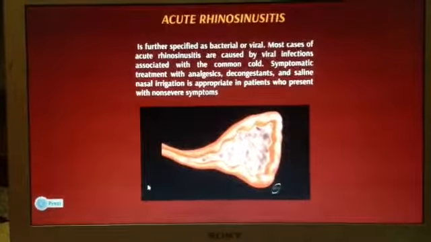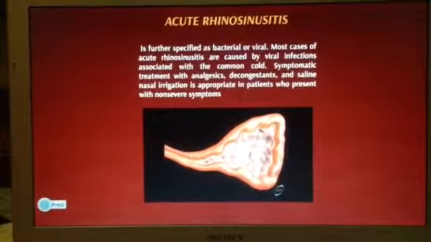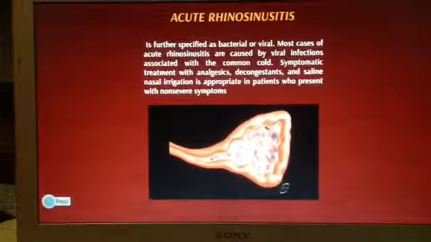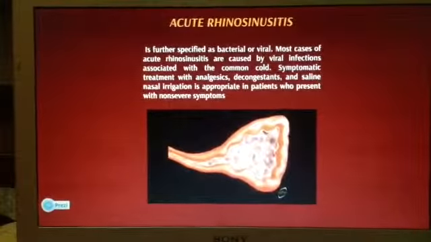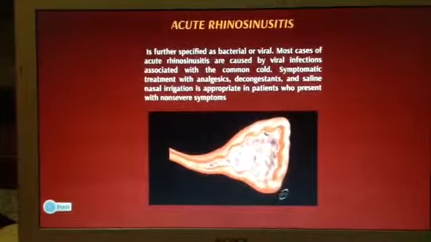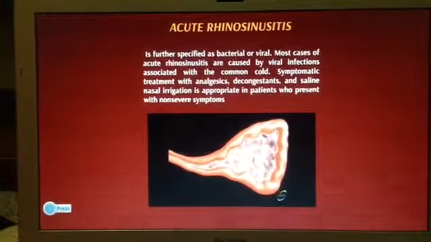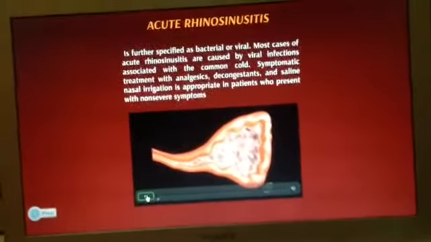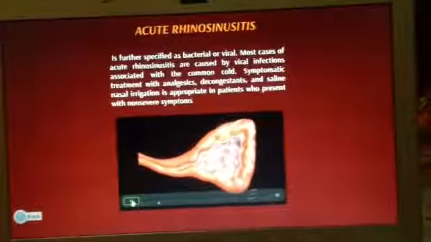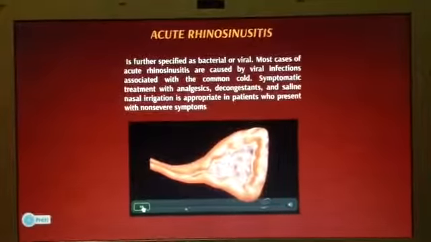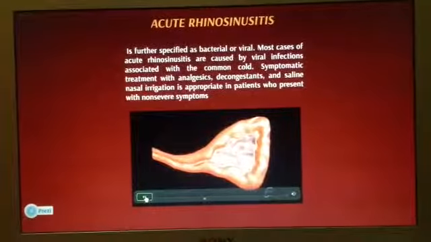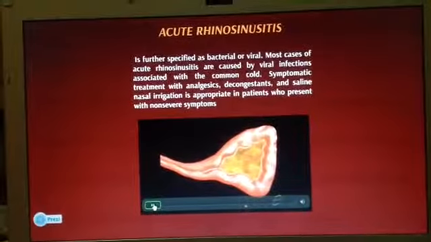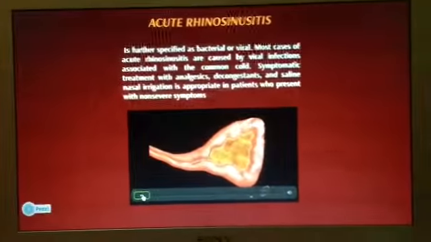Most cases of acute rhinosinusitis are caused by viral infections associated with the common cold. Symptomatic treatment with analgesics, decongestants, and saline nasal irrigation is appropriate in patients who present with non-severe symptoms. The mucosa becomes increasingly edematous and the inflammation gradually blocks mucus outflow. The sinus becomes blocked with secretions that in time will become mucopurulent.